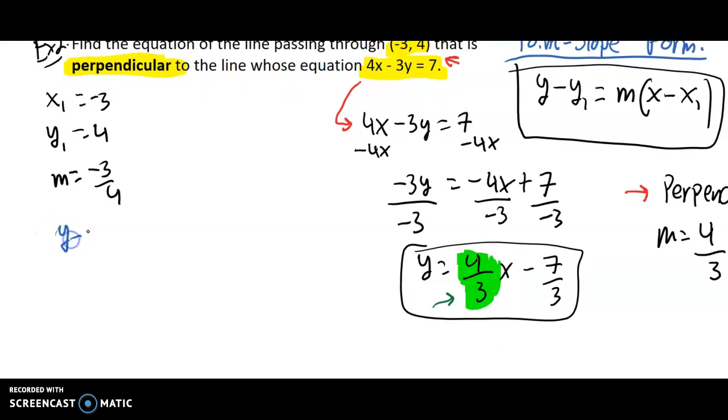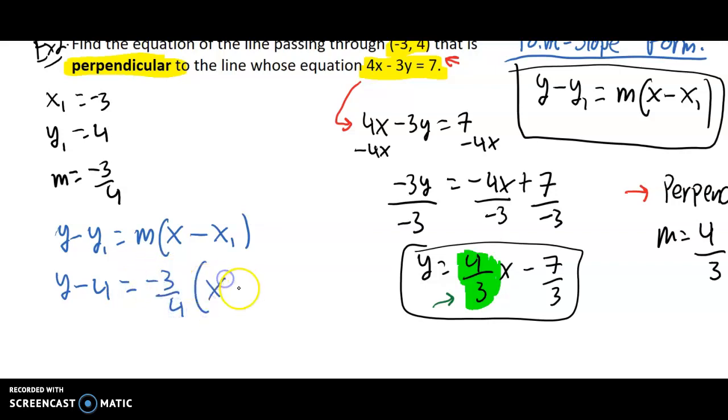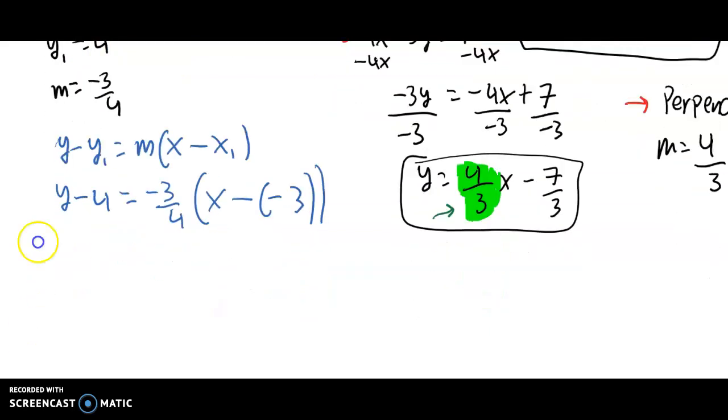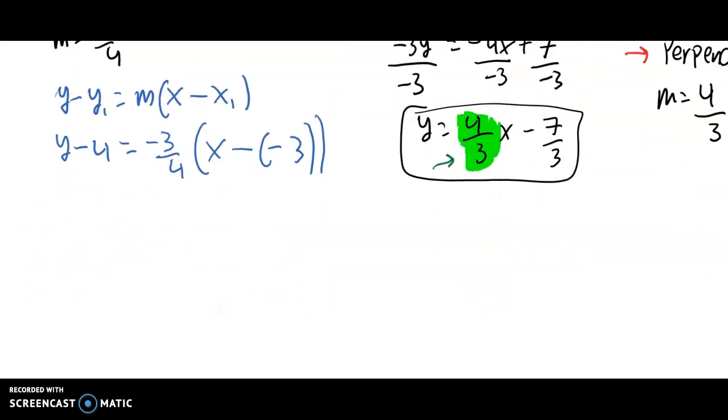I'm going to rewrite our point slope formula, and then we'll plug in. Y minus 4 equals negative 3/4 x minus negative 3. We're going to get a lot of double negatives on this kind of problem. Just move slow and be careful. Okay, so we can leave our answer in point slope. We just want to simplify the double negative. So my final answer is y minus 4 equals negative 3/4 x plus 3.